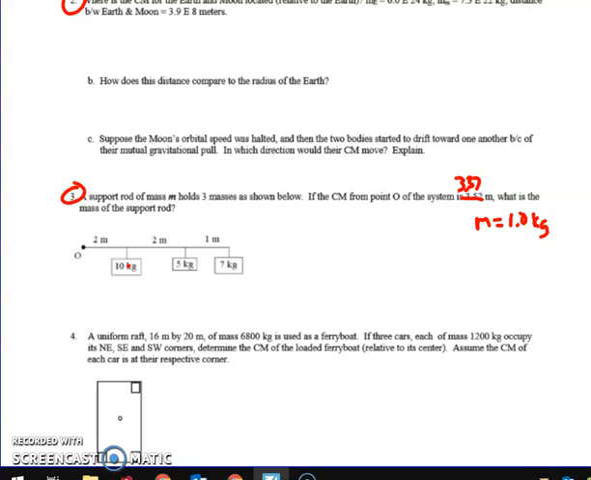Now I'll give you a hint. This is the support rod. Where is that located? It's located at its own center of mass, which would be, if this is 5 meters long, 2.5 meters away. So that's the part that you may have trouble with. All right, give these a shot. Come in with questions, and we'll see how things go from there.